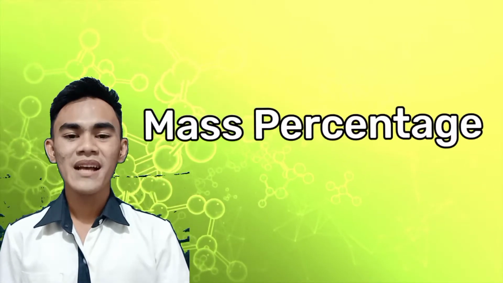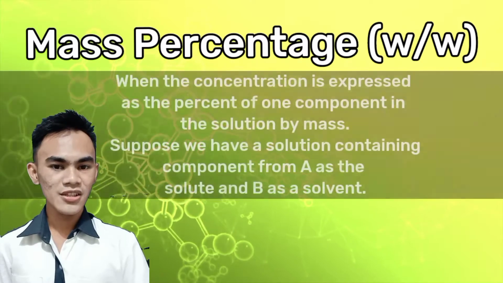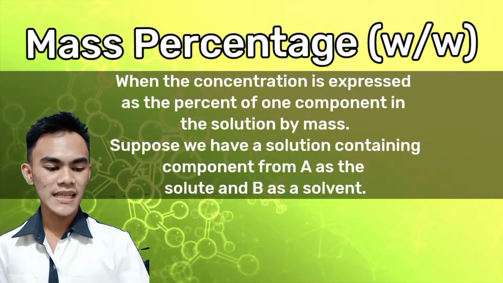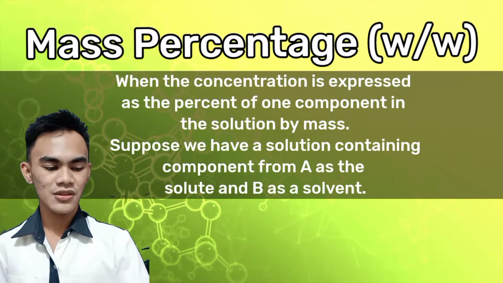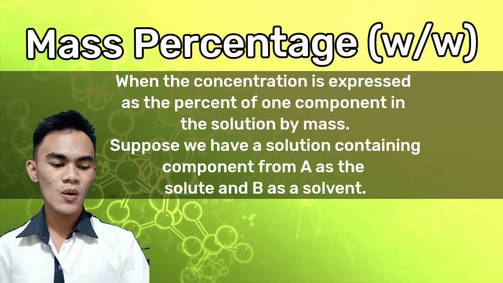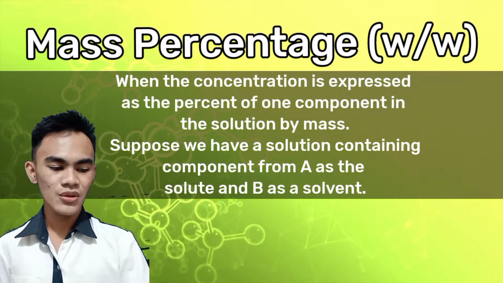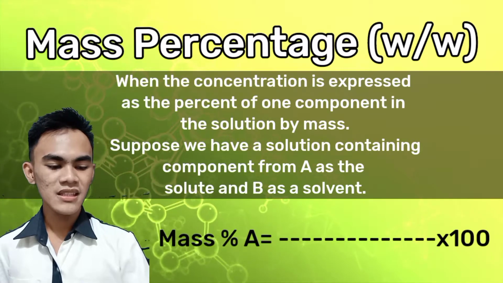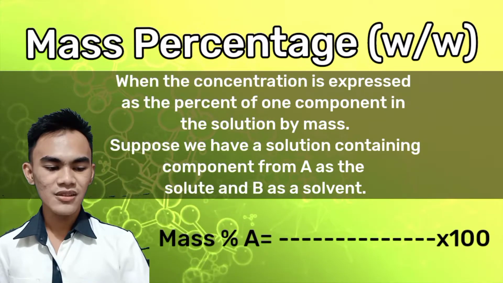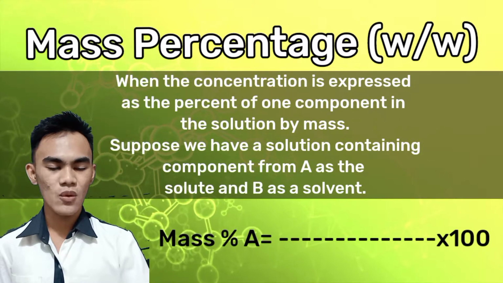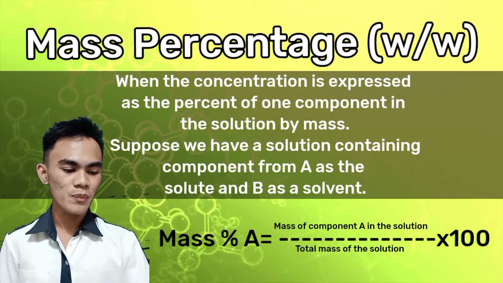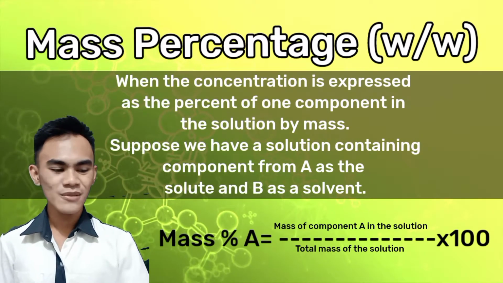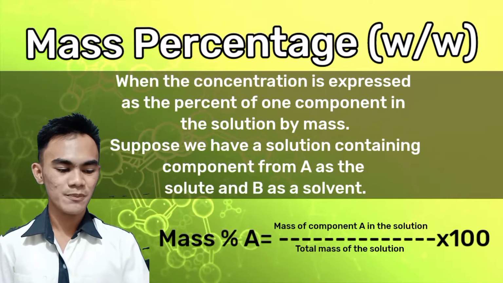Okay, so that is mass percentage. When the concentration is expressed as the percent of one component in the solution by mass, it is called mass percentage. Suppose we have solution containing component A as the solute and B as the solvent. Then the mass percentage of A, or of the solute, is equal to mass of component A in the solution divided by the total mass of the solution times 100. So that is the mass percentage.